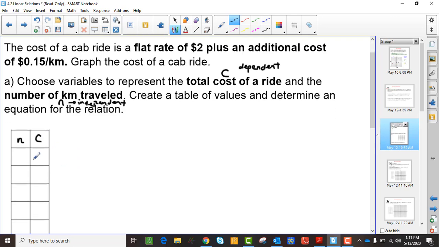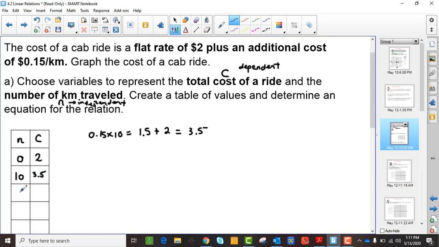Now, if we don't travel any kilometers, there's a flat rate of $2. So it's going to cost us $2 basically just to get in the cab. If we travel 10 kilometers, okay, then we're going to have an extra $1.50 because it's 15 cents a kilometer times 10 kilometers. So that's $1.50, and then plus the $2. So that's going to be $3.50 total, right? 3.5.